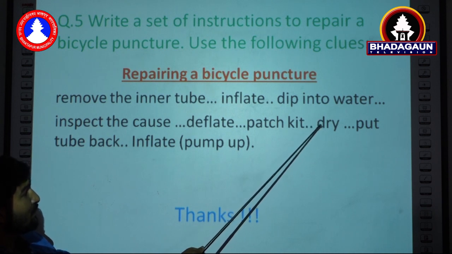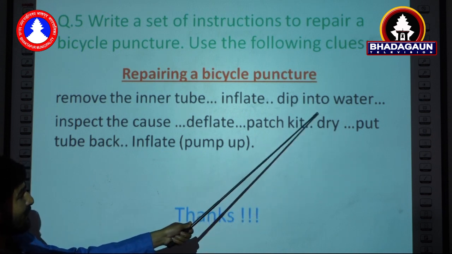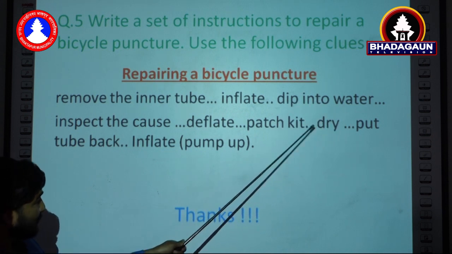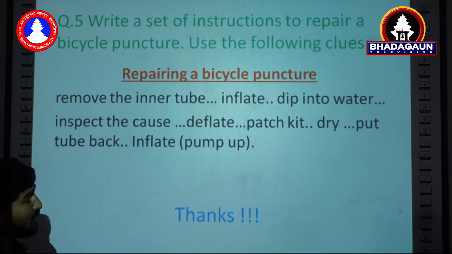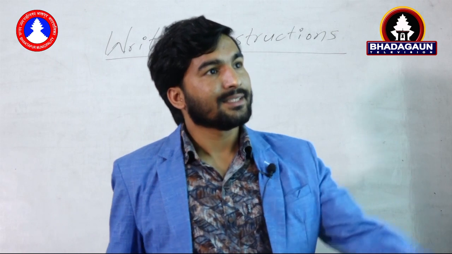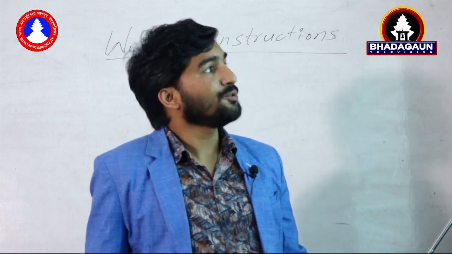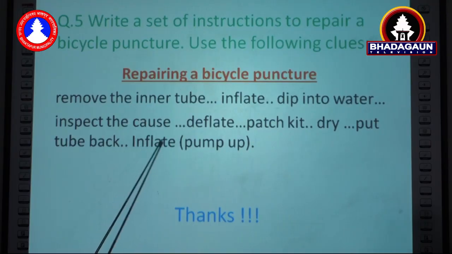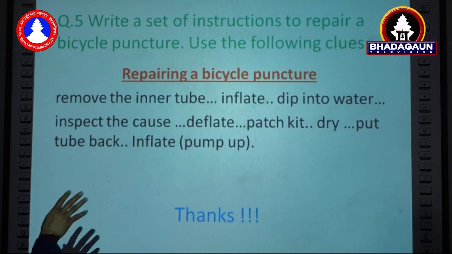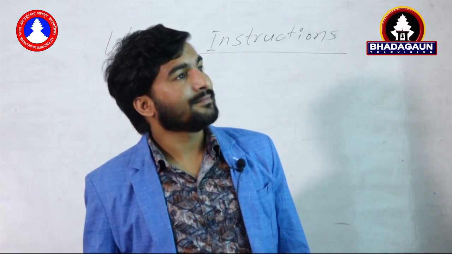Don't forget to dry the punctured part. Again, you can repeat this. If you have put the patch kit on one part, again you can look for another. Look for any other leakage or puncture. You can repeat in the same way, dipping into the water. Put the tube back into the tire and inflate. Now your bicycle puncture is repaired. In such a way you can write. This is the question for your practice. You practice at your home.